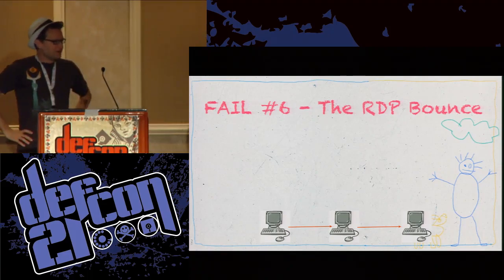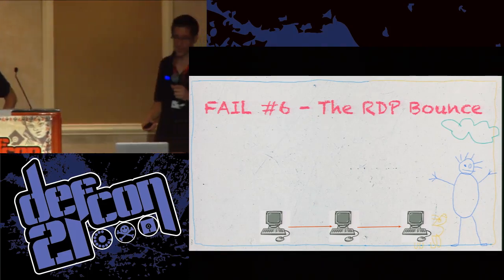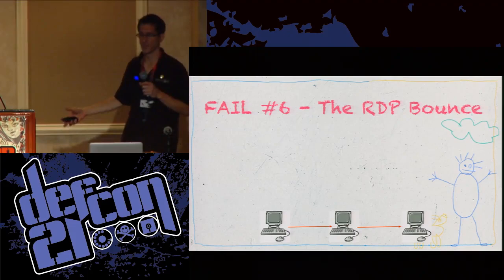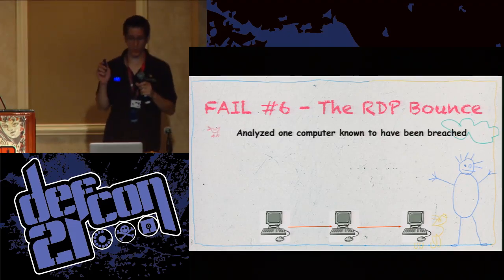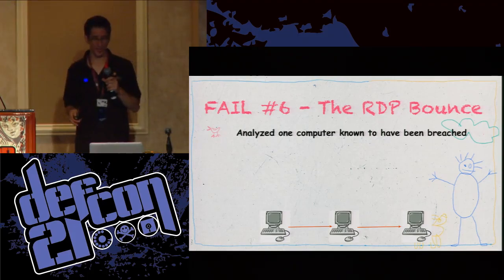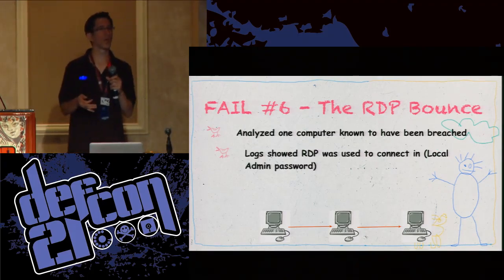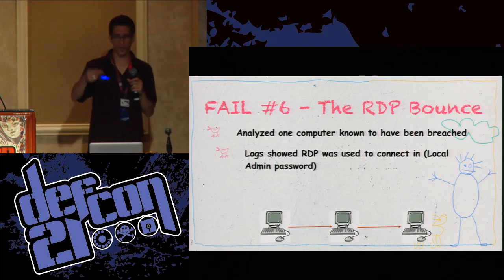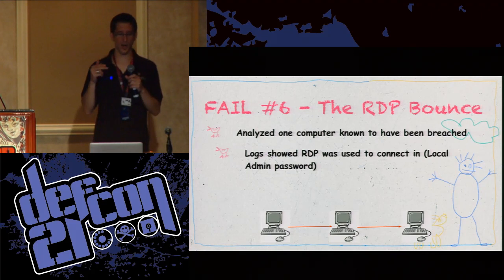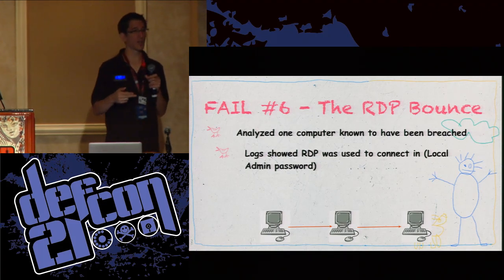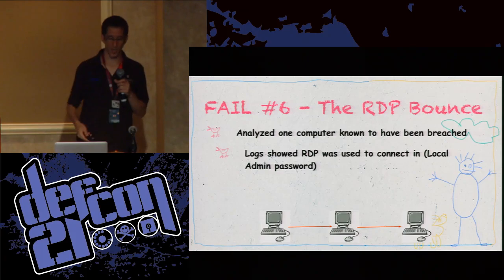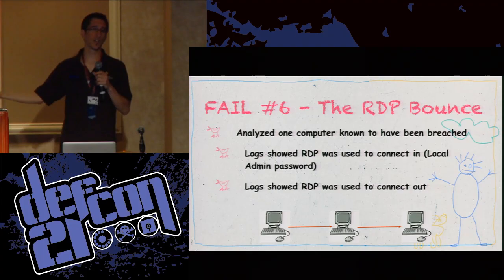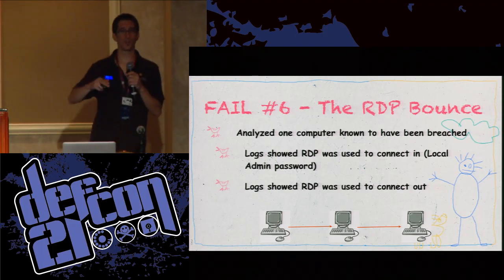All right, so I was talking about the RDP bounce case that I was investigating. Now, as I mentioned, thousands of computers, various offices all around the world. So we analyzed the one computer that they knew was breached, and it showed that RDP, or Remote Desktop Protocol, the tool built into Windows that allows you to remotely control another computer, was used. Some logs showed RDP was used to connect using the local administrator password to another machine. It showed that RDP was used to connect in, and also to connect out.